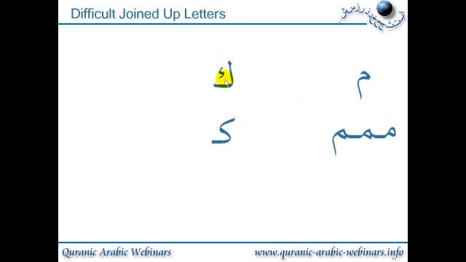Kaf, in its original form, has this line with this small sign in the middle. However, when it's joined up at the beginning of a word, i.e. it's joining to the next letter, it is this big symbol here, or this big sign. So this is also kaf joined up.